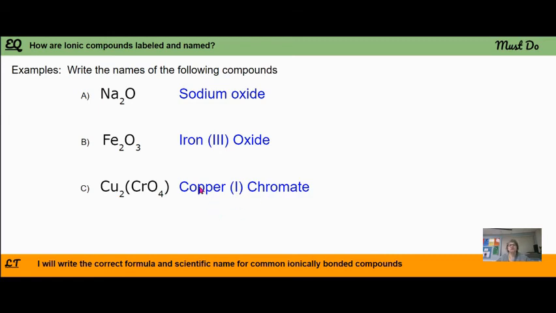So now you should be able to write the names for the formulas of the ionic compounds that we're working with. You should be able to write the name if it's just two ions joined together, if it is a transition metal with an ion, or if it is a polyatomic ion in the ionic bond.